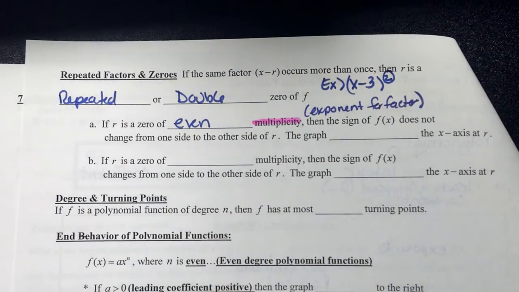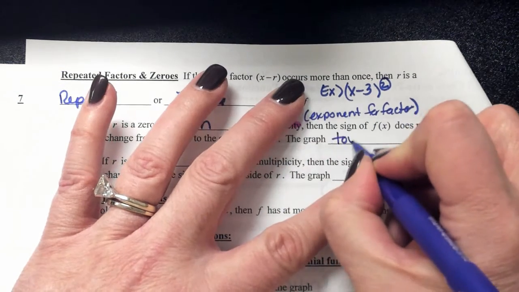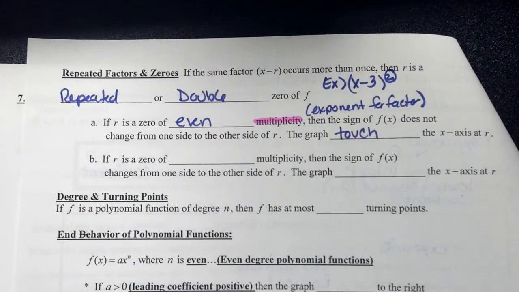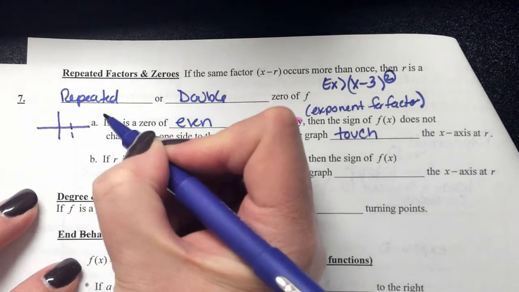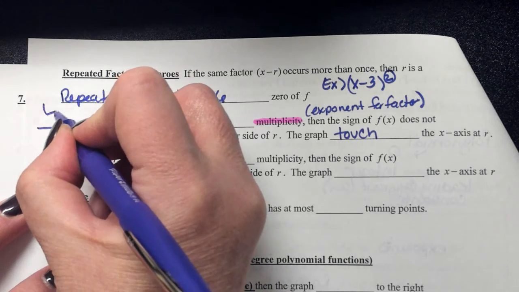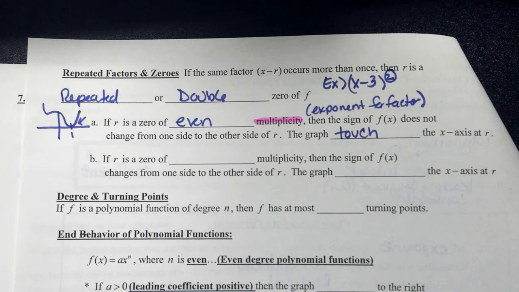So at 2, 4, 6, 8, etc. If it's an even multiplicity, that's again the exponent for the factor, the sign of the graph does not change from one side to the other. The graph is just going to touch the x-axis at R. It doesn't actually cross over. So for example, if you've got a repeated root, let's say at 1, what happens with your graph? It kind of bounces off the x-axis. Notice it's not actually making that cross over the x-axis, it's just touching. You guys remember that from last year, the touching and crossing?